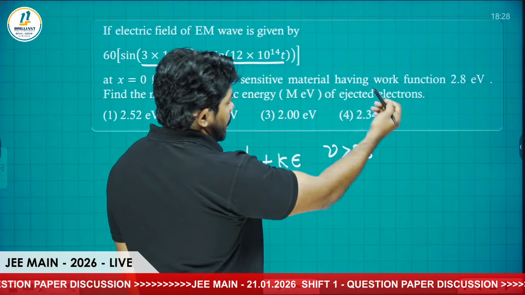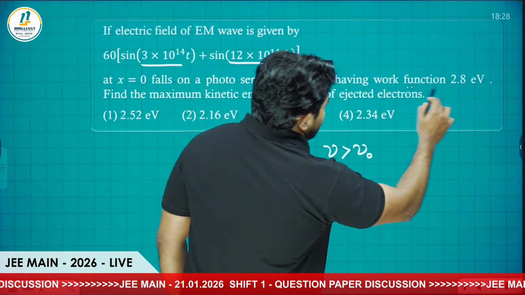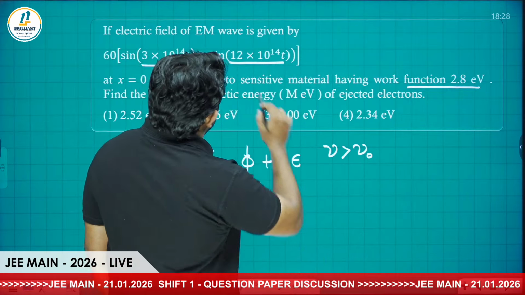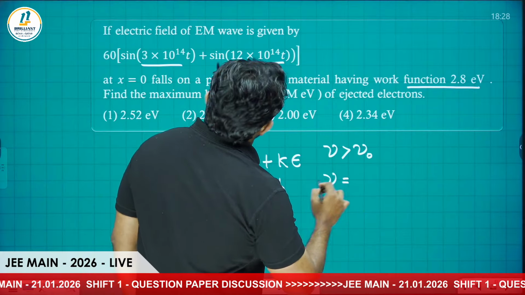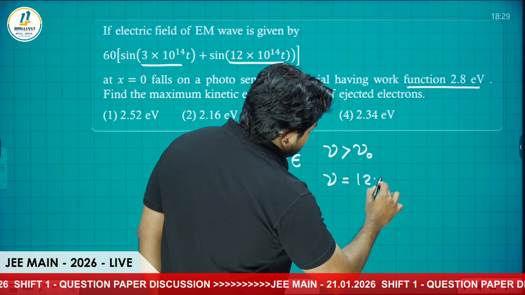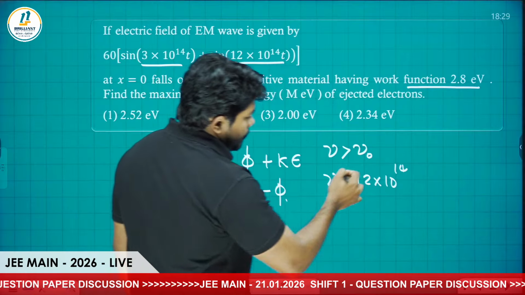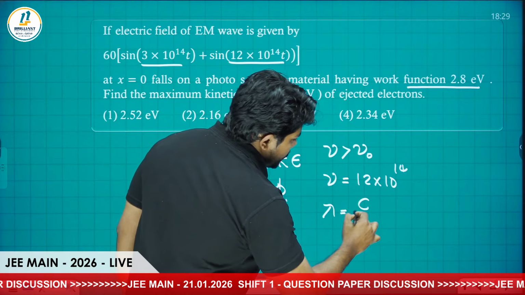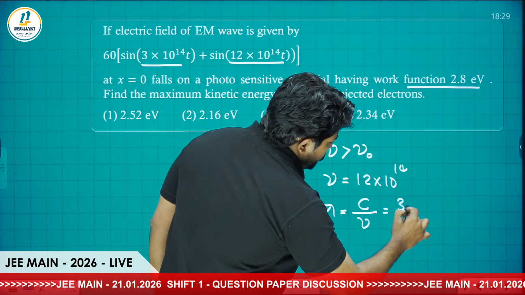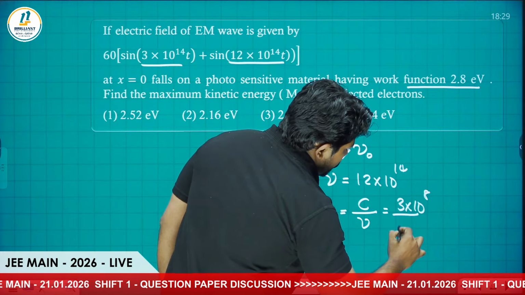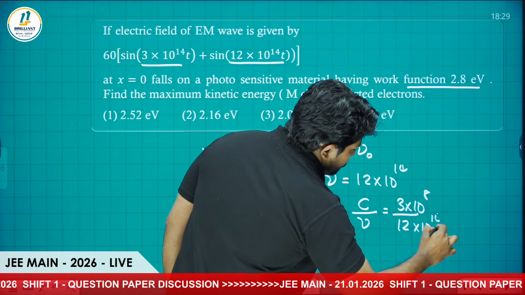Okay, since we have to find the maximum kinetic energy and the work function is also given, we can take nu equal to 12 times 10 raised to 14. And from there we can find the wavelength, that will be C by nu, which is equal to 3 times 10 raised to 8 divided by 12 times 10 raised to 14, right?